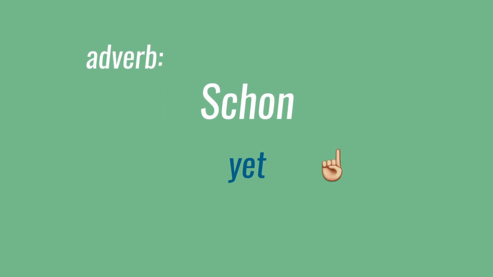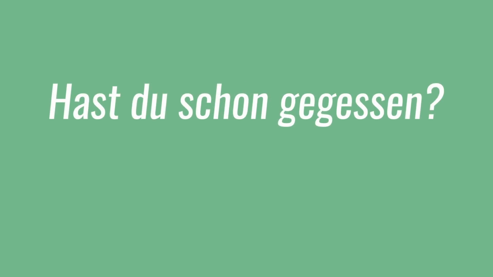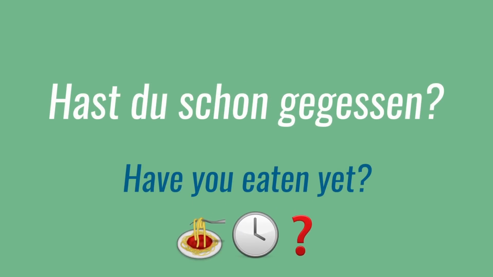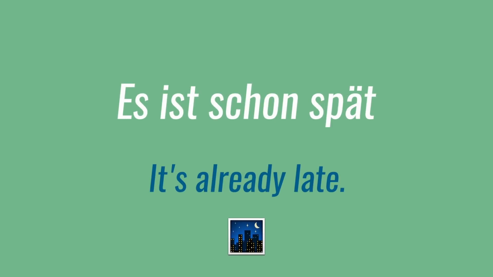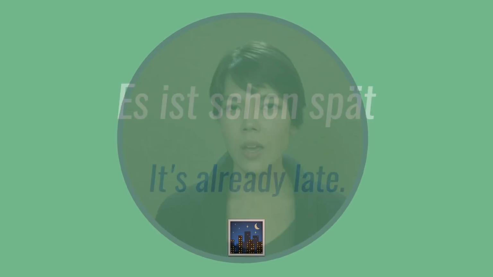The question for this lesson is, what is schon in German and how do I use it? Schon literally means yet or already, such as hast du schon gegessen? Meaning have you eaten yet? Or es ist schon spät. It's already late. It's a really common German expression.